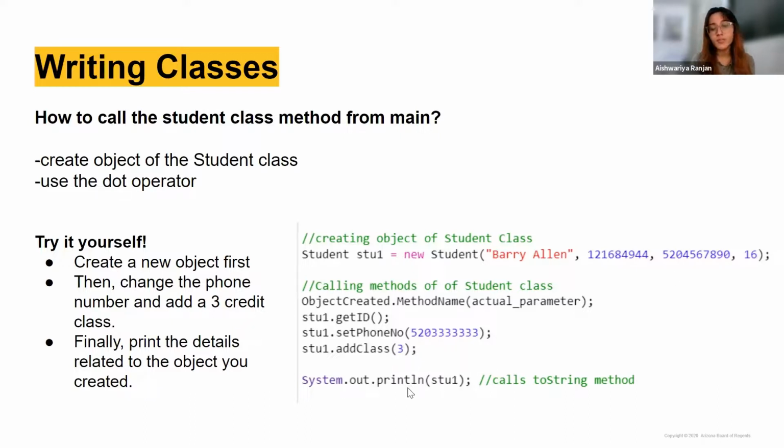So when you do system.out.println student1, it would directly call the toString method, and you would have the name Barry Allen, student name Barry Allen, then the ID, this ID. Now the new phone number is what you will see. So you'll see this phone number, and total number of credits instead of 16 will be 19 because you added this 3 credit class over here.